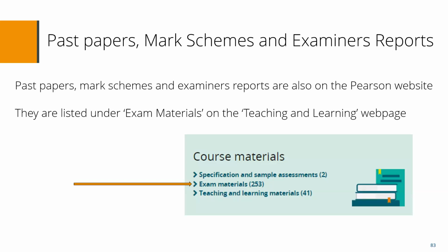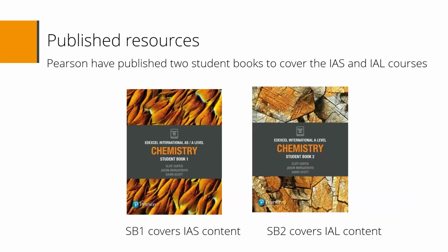Okay, now the published resources, of course, are the student books, where you'll see my name on both books, and Jason Murgatroyd co-authored. I dealt with the physical chemistry and a few other aspects in the chemistry there. Jason largely dealt with the inorganic and the organic. David Scott wrote the, what are they called? I've forgotten what they're called now. The Thinking Bigger exercises, okay? He didn't write any of the theory. He just simply did the Thinking Bigger exercises, okay? Student Book 1 covers the IAS content, and Student Book 2 covers the IAL content.